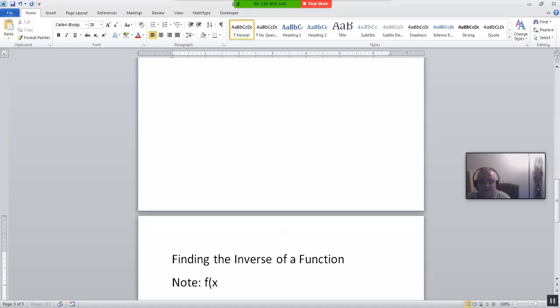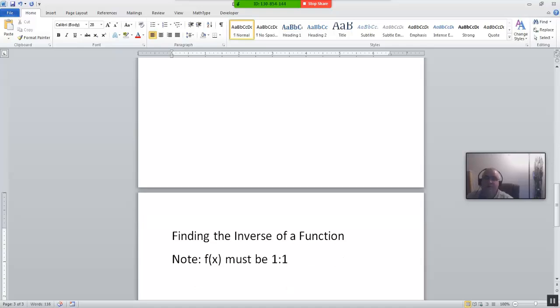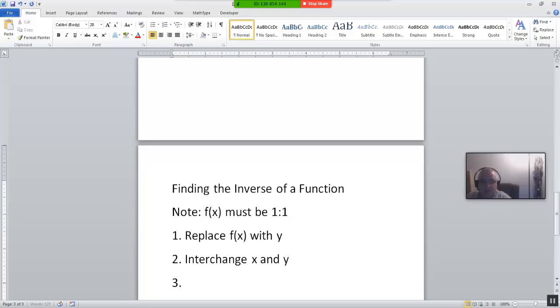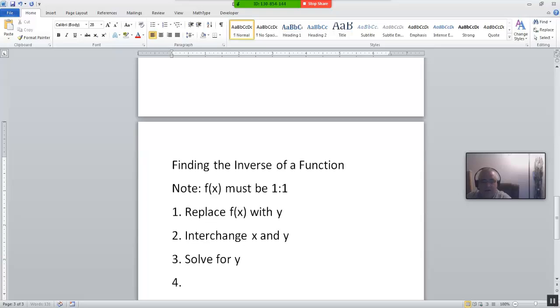Note, f of x must be 1 to 1. If it's not 1 to 1, it doesn't have an inverse. That's why we even look at the 1 to 1 portion. Step 1, replace f of x with y. Step 2, interchange x and y, swap them. Step 3, solve for y. Step 4, replace y with our inverse notation.